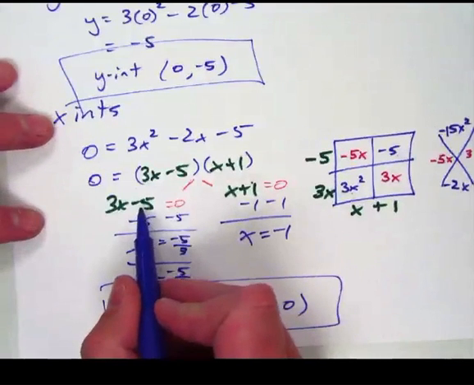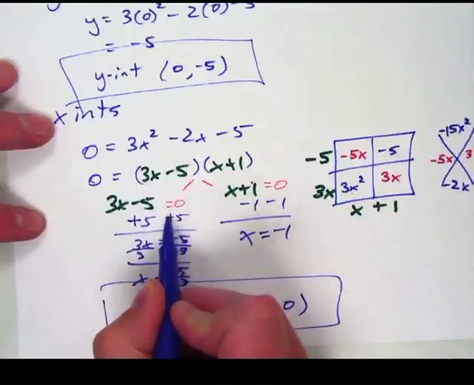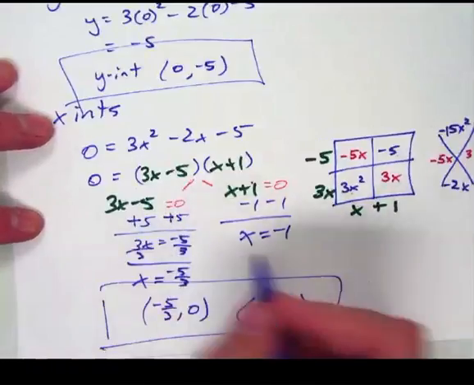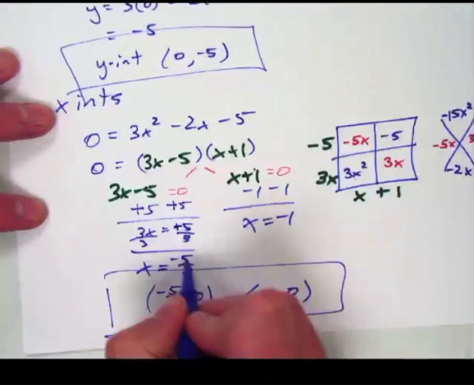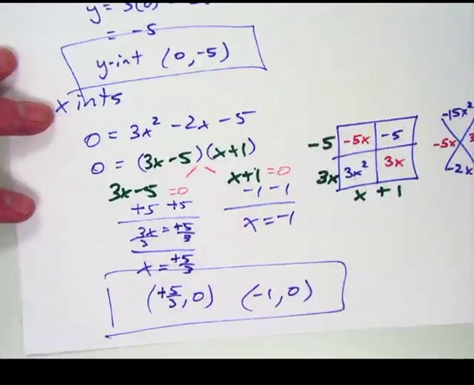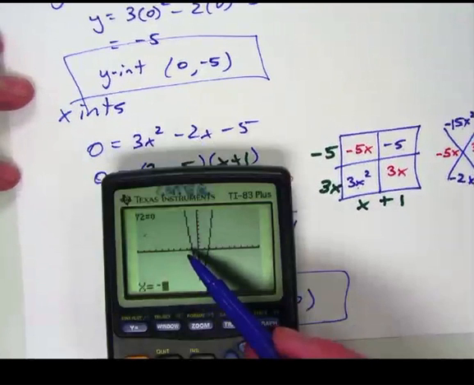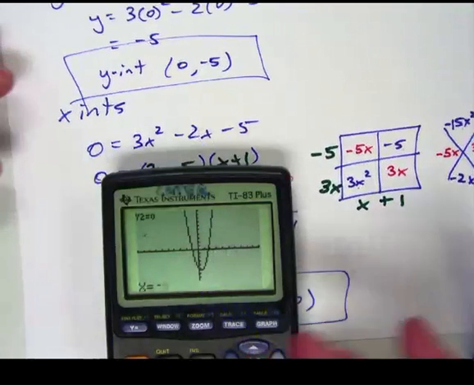Now I just caught my mistake, because to get rid of a minus 5, I need to add 5 to both sides. That was my mistake here. So this should be plus 5, plus 5, plus 5 all the way through. So that should have been a positive 5 thirds. So it is nice, I guess, to check your work with the calculator, because you can actually see that the graph hits one time on the negative side and one time on the positive side.